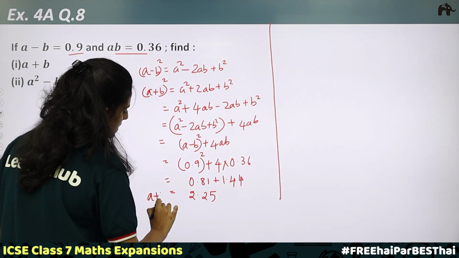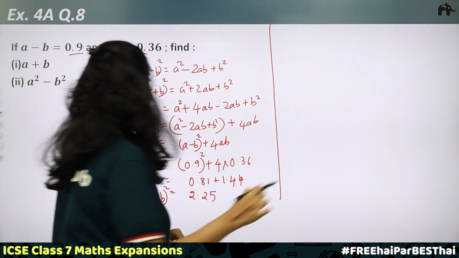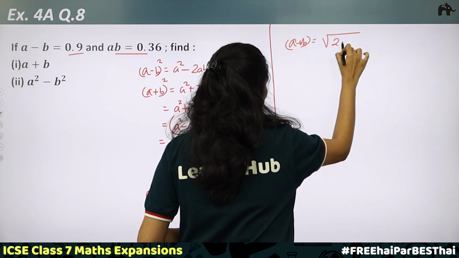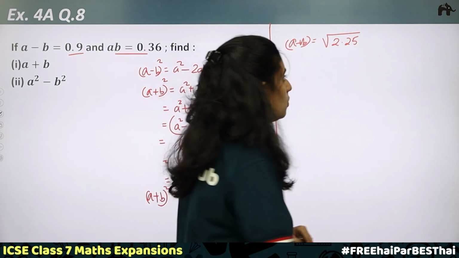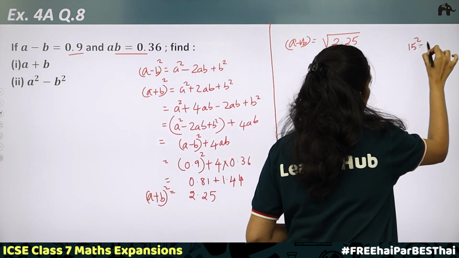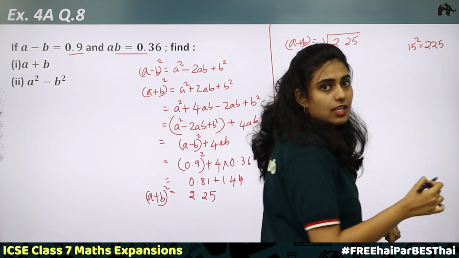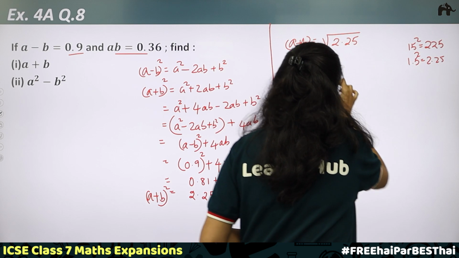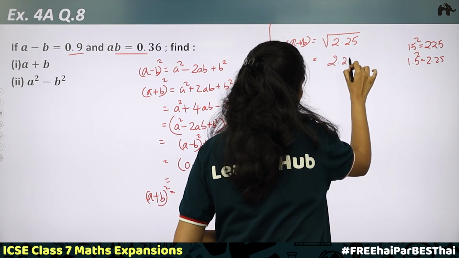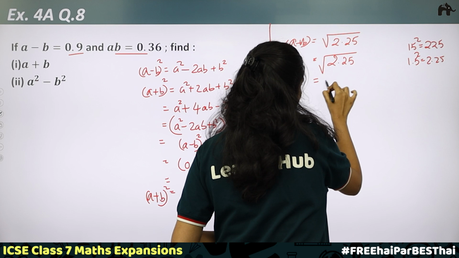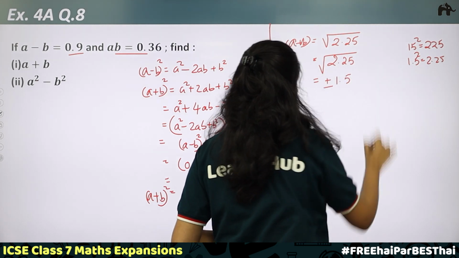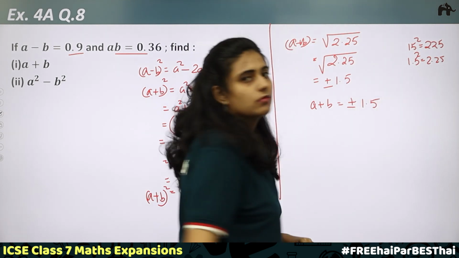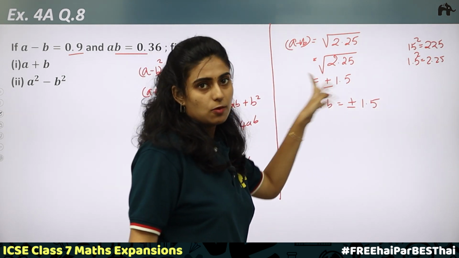Okay, therefore (a plus b) whole square is 2.25, which means a plus b will be equal to root of 2.25. We know 15 square is 225. Therefore, 1.5 square is 2.25, which means when you take the root of 2.25 you will get plus or minus 1.5. A plus b is equal to plus or minus 1.5. Okay, remember to put this plus or minus sign.